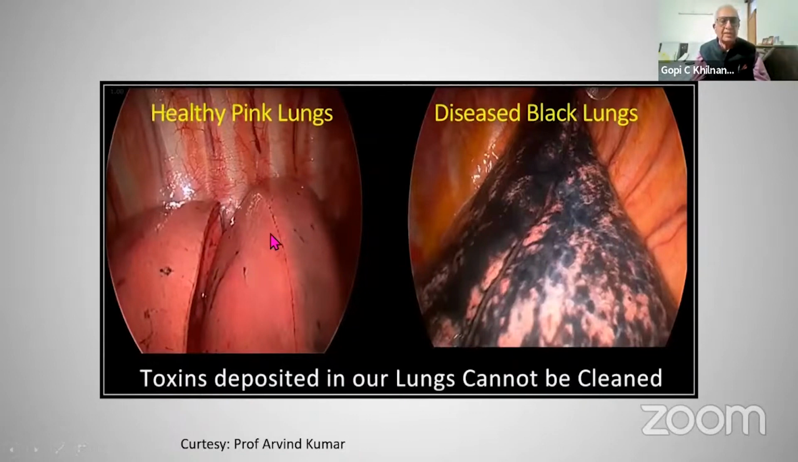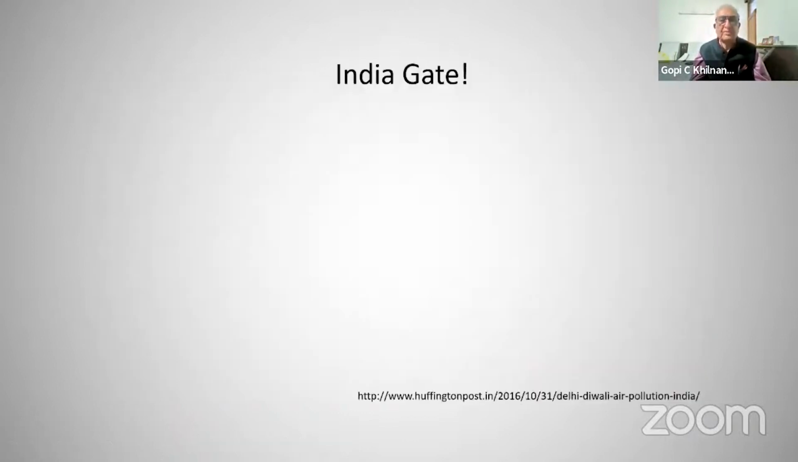This is a Himachal lung on an operating table, which is a pink lung. And this is a Delhi lung, which is absolutely charred. Now, this patient is a non-smoker. And no amount of inhalers or antibiotics or any kind of therapy can bring this lung to this stage. So this is what the mess is for us.